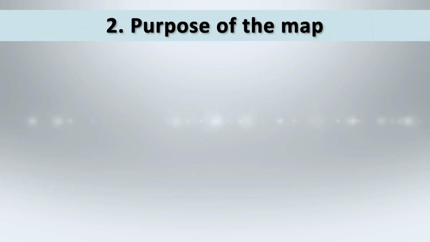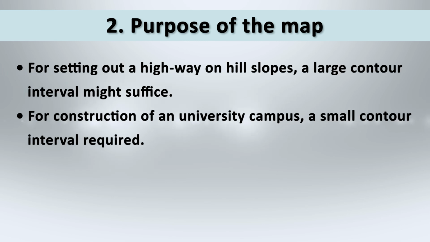The second factor is the purpose of the map. The contour interval on a map also depends upon the purpose for which the map is to be utilized. If the map is prepared for setting out a highway on hill slopes, a large contour interval might suffice. But if the map is required for the construction of a university campus, a small contour interval will be required for accurate work.